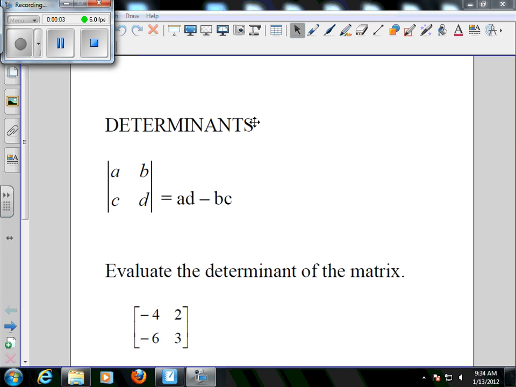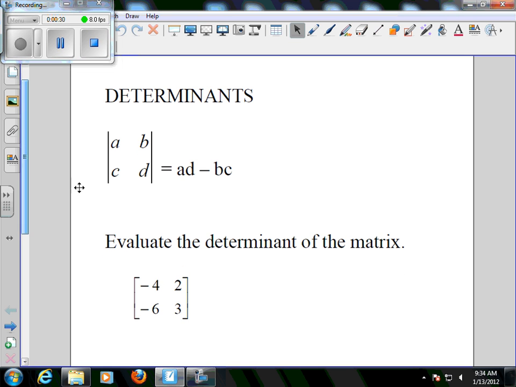Today we're going to be talking about a useful tool when working with matrices, and the topic is called determinants. A determinant is something that we use when we solve a system of equations using matrices. I know you've learned how to solve systems by graphing, using substitution and elimination, but this is yet another tool that we will be using to solve systems of equations.